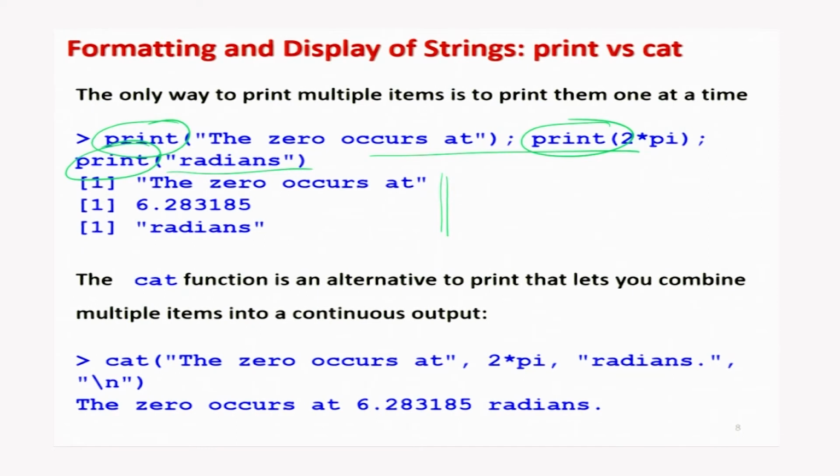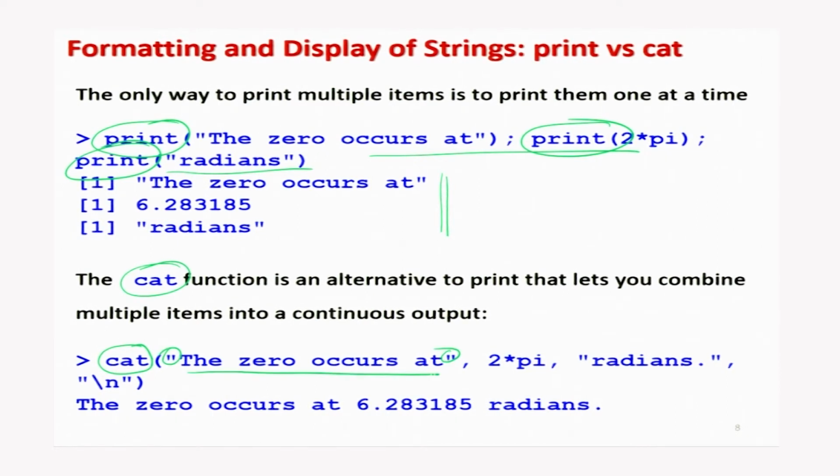Then you can use the cat command. You simply have to write cat, and then whatever are the characters have to be written inside double quotes. Whatever are the numerical values have to be written without double quotes, and everything is separated by commas. That is a very simple format for writing what you want to print with the cat command. For example, if you want to print the 0 occurs at, you know this is a character.